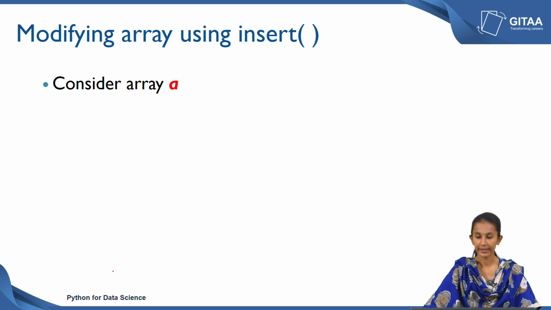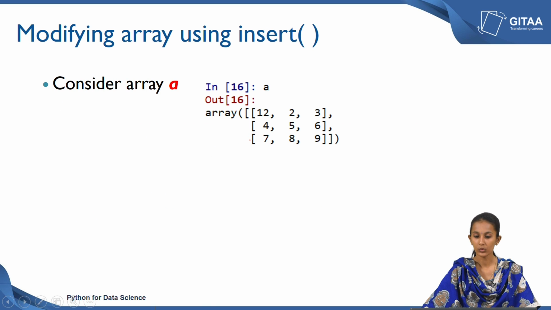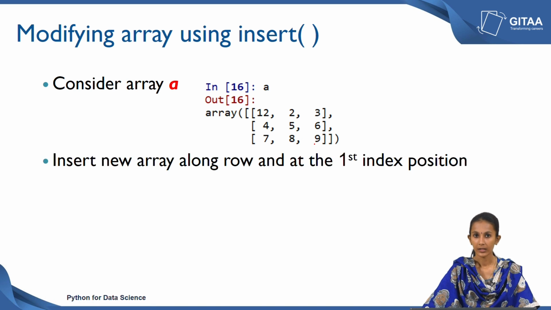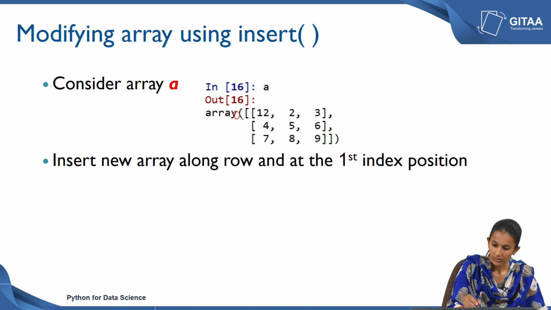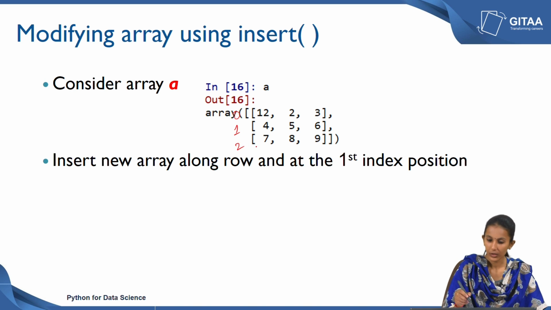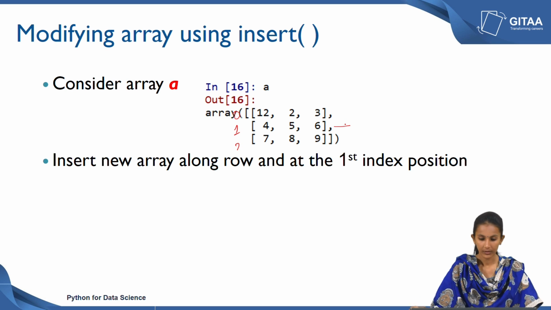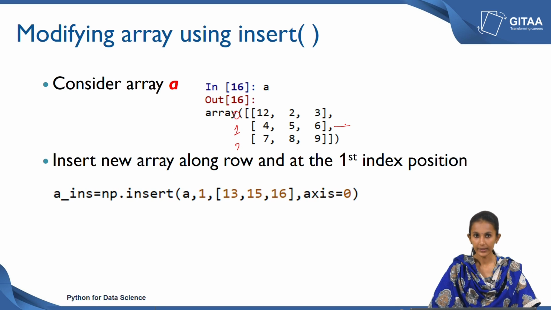So, we will consider an array A which has values 1, 2, 3, 4, 5, 6, 7, 8 and 9. This is a 3 by 3 array. We will insert a new row along the row wise at the first index position. Earlier we had 0, 1 and 2. If we want to add an array at the first index position, we will see how to do that.